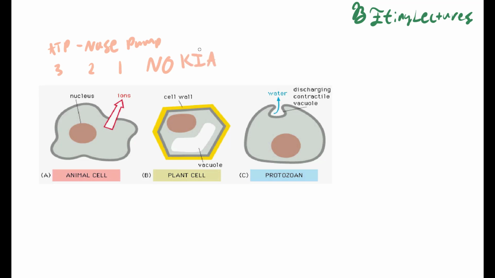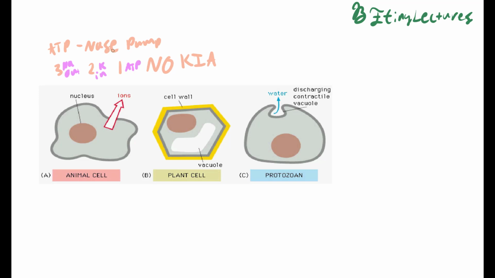So what is 3, 2, 1 Nokia? 3, 2, 1 Nokia stands for 3 sodium out, right? And then we also have 2 potassium in per 1 ATP. Okay? So that's 3, 2, 1 Nokia.